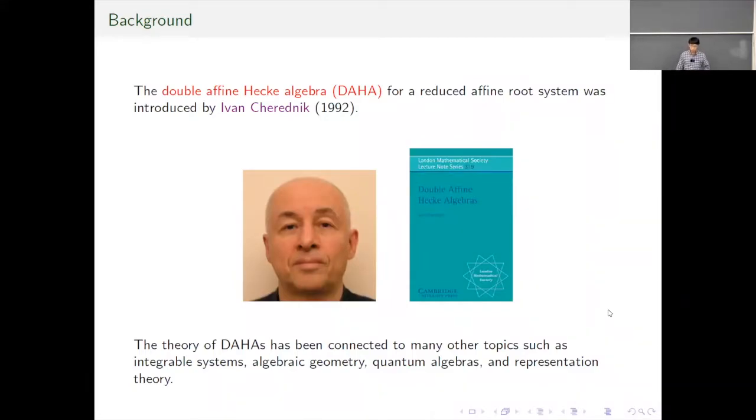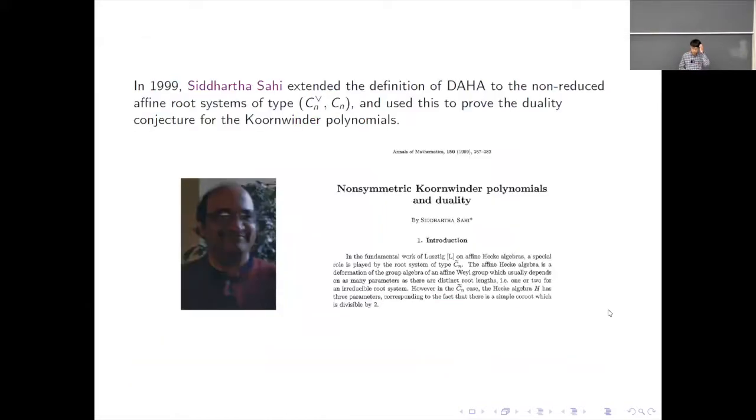DAHA for a reduced affine root system was introduced by Cherednik in 1992. That theory has been connected to many other areas, as you see there: integrable systems, harmonic analysis, algebraic geometry. So now DAHA theory has become an indispensable tool in modern representation theory. One well-known example of the application of DAHA is as follows.